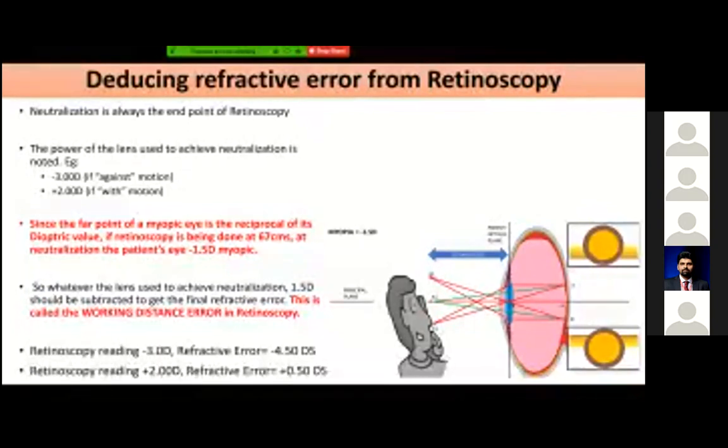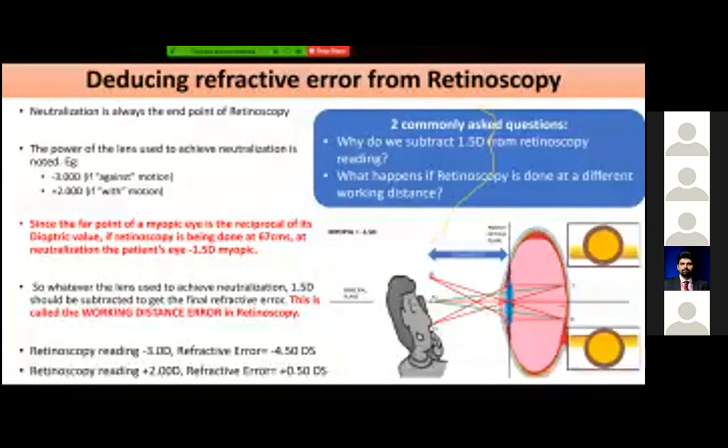So in the examples we saw, a -3 diopter reading in against motion will actually have a refractive error of -4.5 diopter sphere, because we have -1.5. And if we are getting a +2 diopter reading, the refractive error will be +2 - 1.5, which will be +0.5 diopter sphere. So this is after we have corrected for the working distance. This is the final refractive error of the patient.